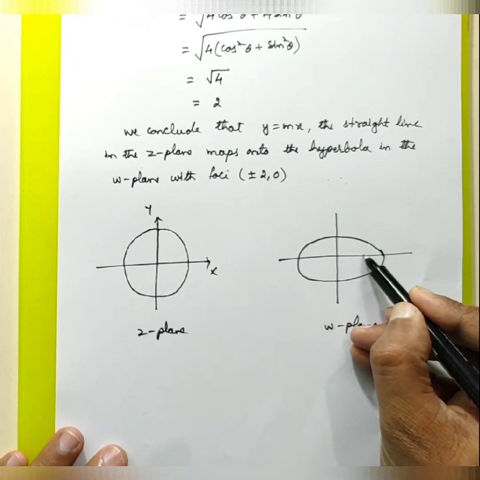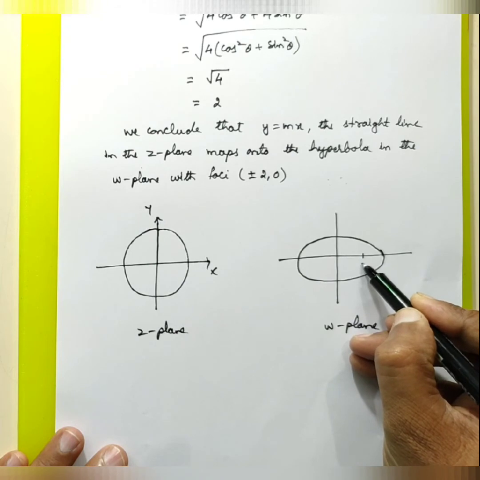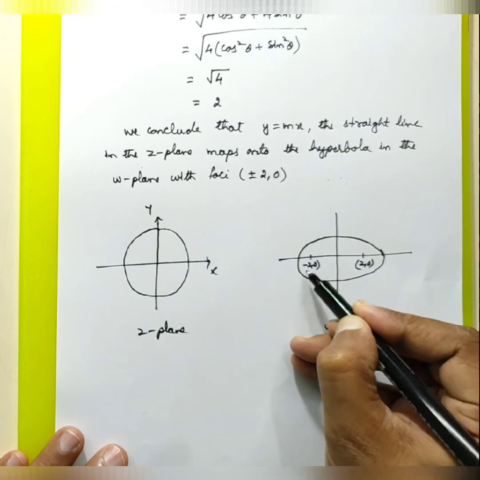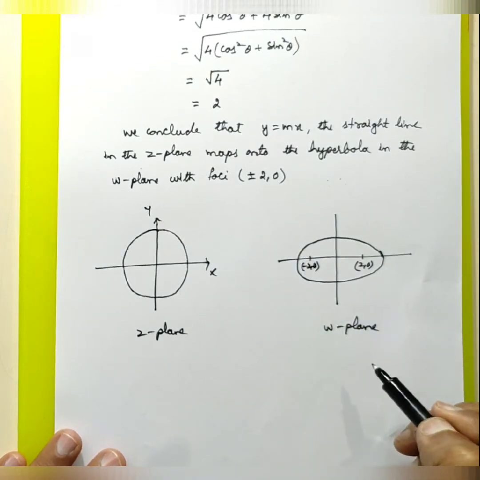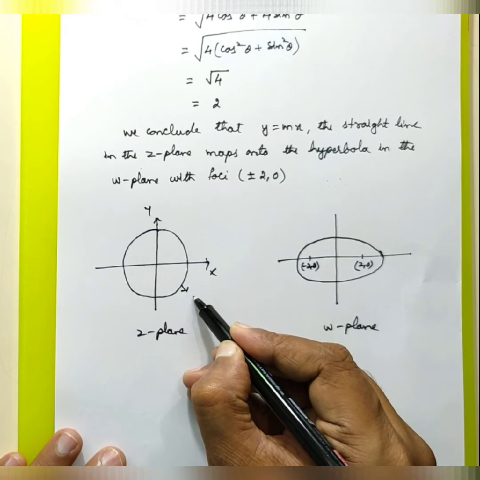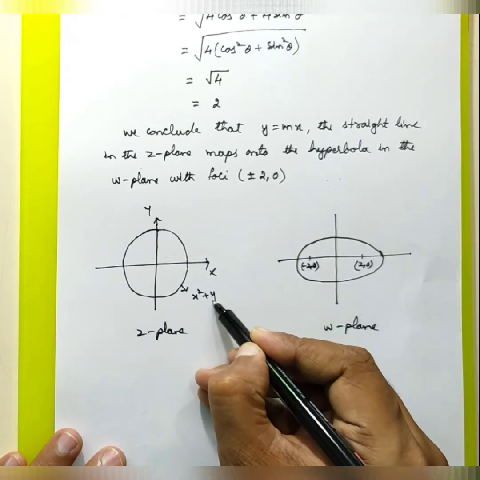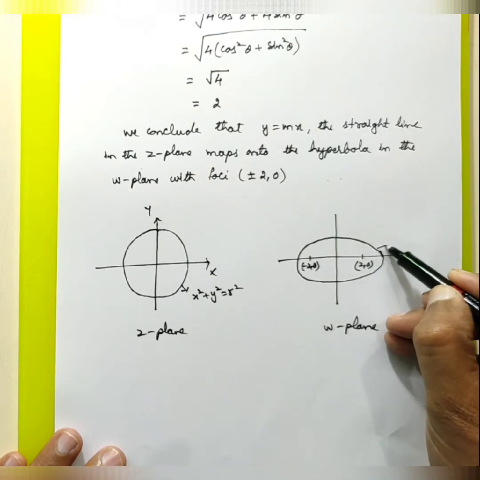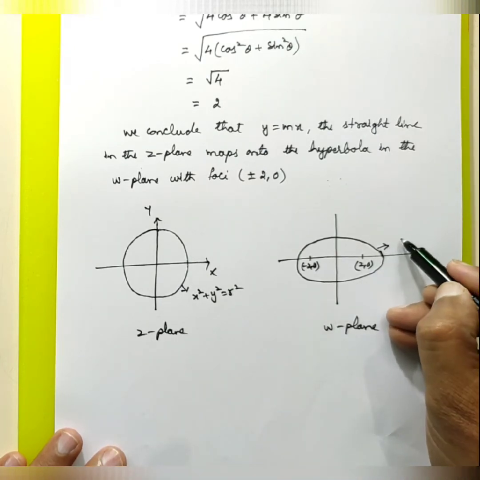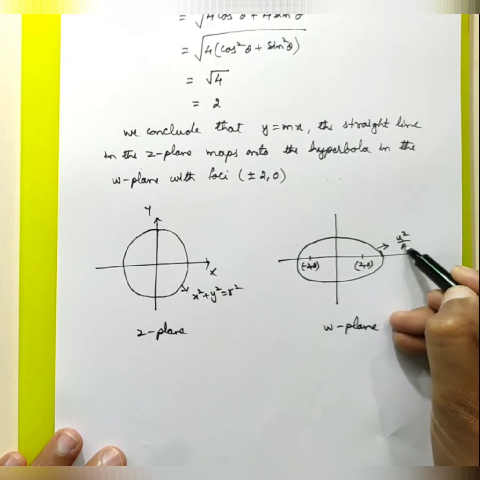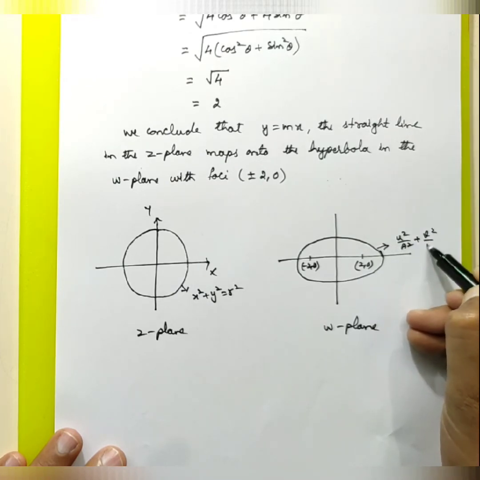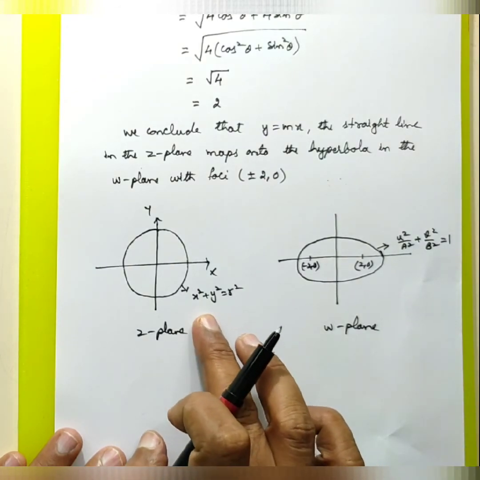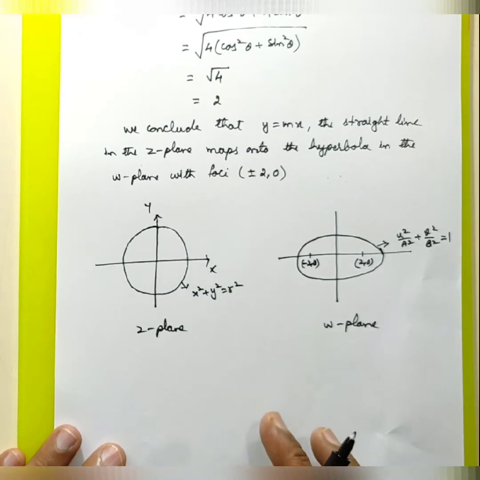So what are the foci you have? It is plus or minus 2 comma 0. So this is plus 2 comma 0, and over here you have minus 2 comma 0. This is the foci, right? Let me write down first. The equation of the circle is x square plus y square is equal to r square, and the ellipse that you have is u square by a square plus v square by b square is equal to 1. So the circle in the z plane is mapping into the ellipse in the w plane.